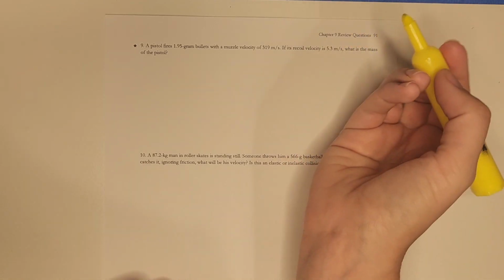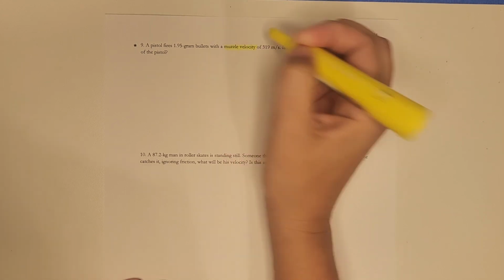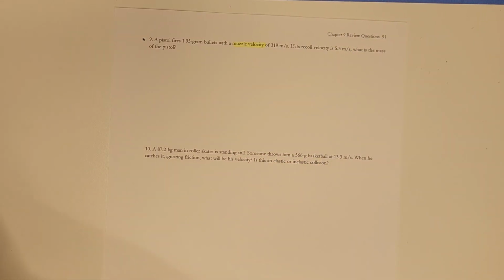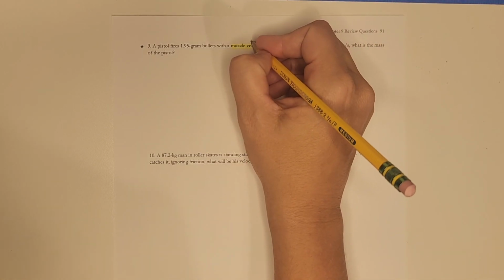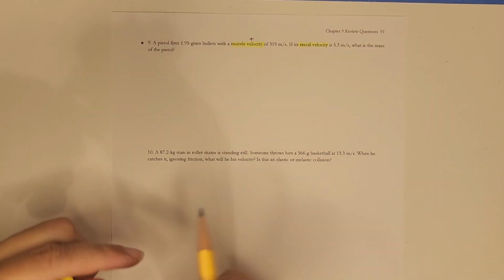For question 9, a pistol fires 195-gram bullets with a muzzle velocity of 319 meters per second. If its recoil velocity is 5.3 meters per second, what is the mass of the pistol? So we have this muzzle velocity, and that's not to be confused with recoil velocity. The muzzle velocity is actually giving us the speed at which the bullets are flying out of the gun, and so this is going to be positive. Okay, then we have the recoil velocity, and that's going to be negative.